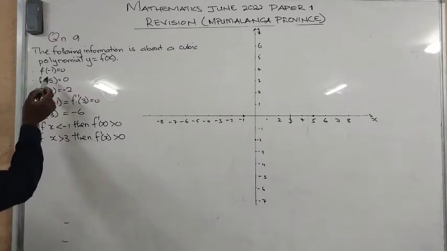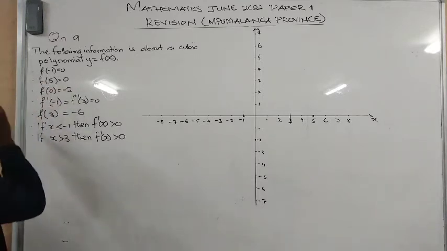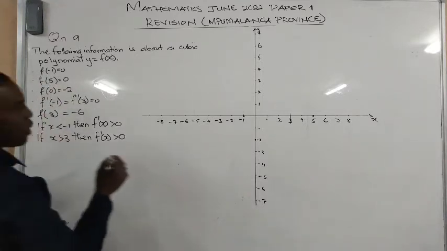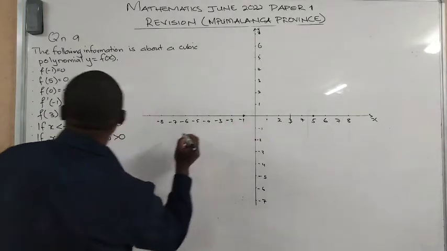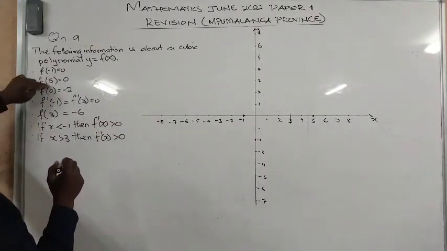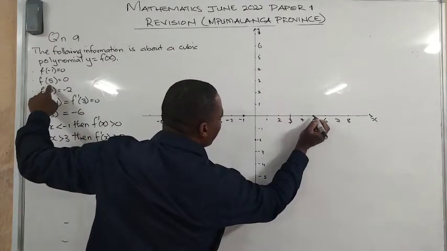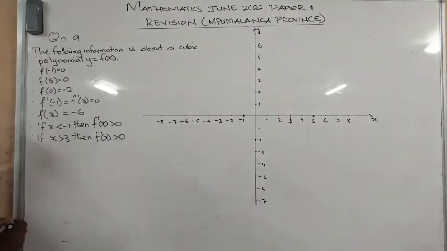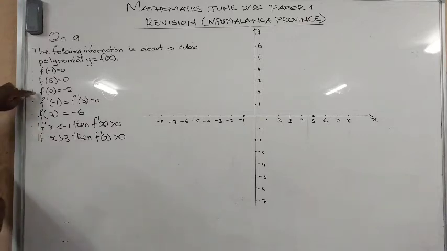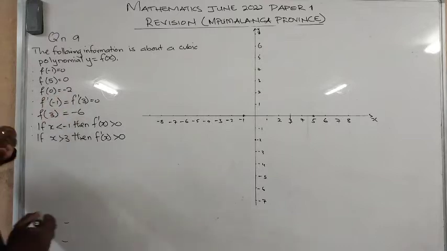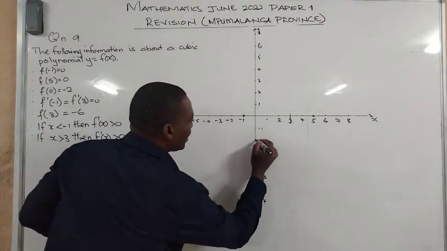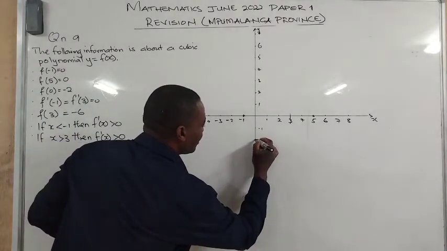So that would mean the graph is going to cut the x-axis at -1, and it is also going to cut the x-axis at 5. Then when x is 0, f of x is -2, that means this one is the y-intercept.